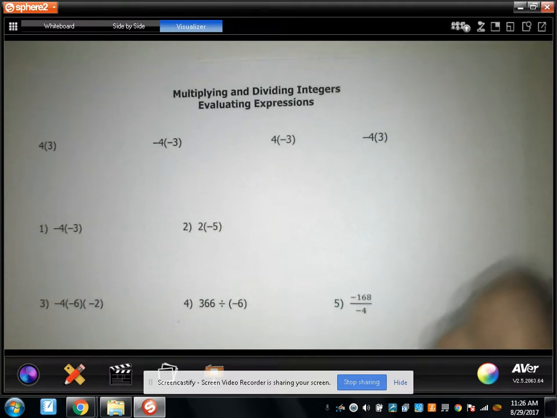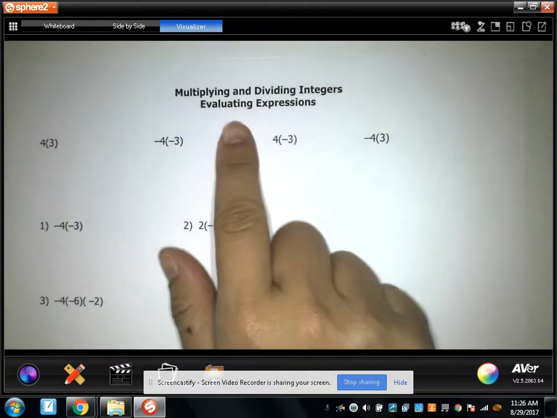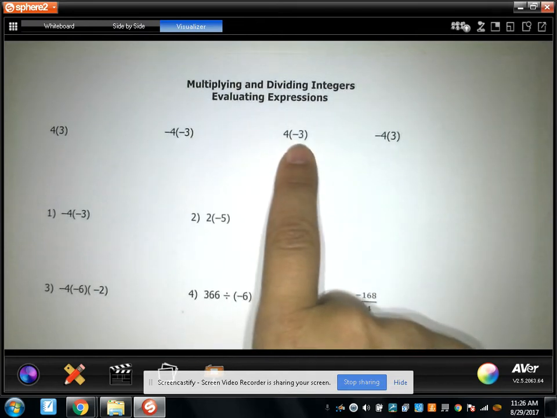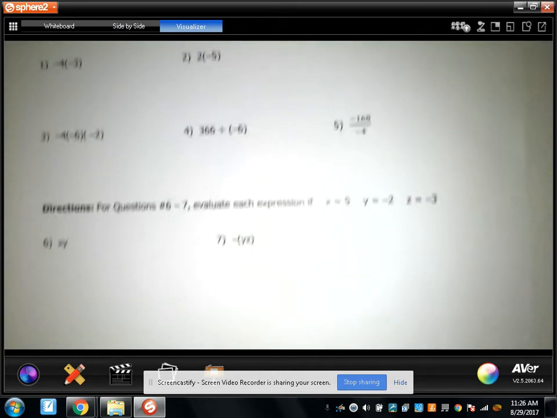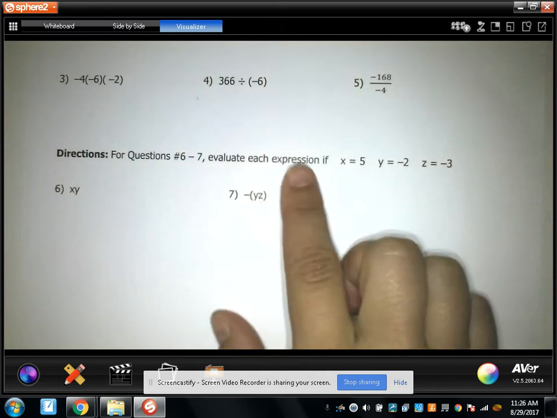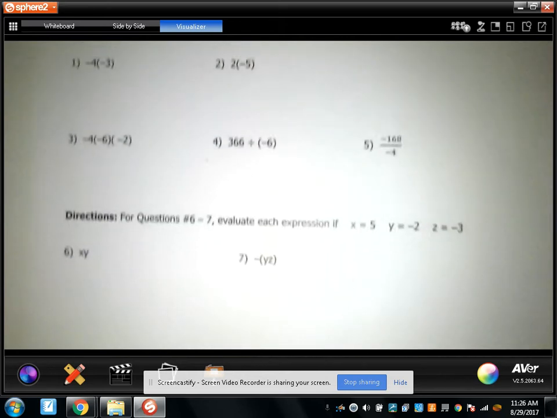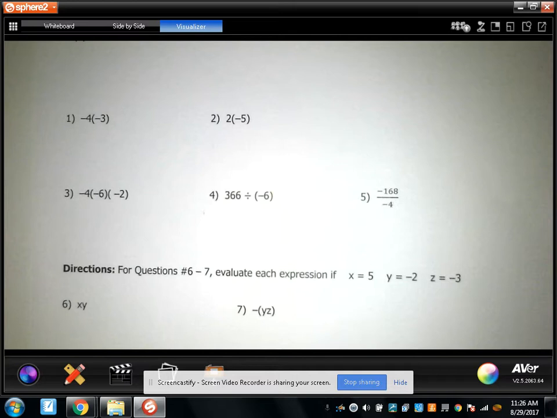All right, in this video, we are going to be going over how to multiply and divide integers, and we're also going to be going over how to evaluate expressions. Here's an example of the type of problems that I'm going to be going over in this video.